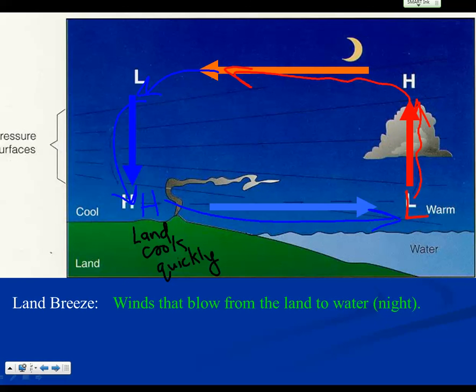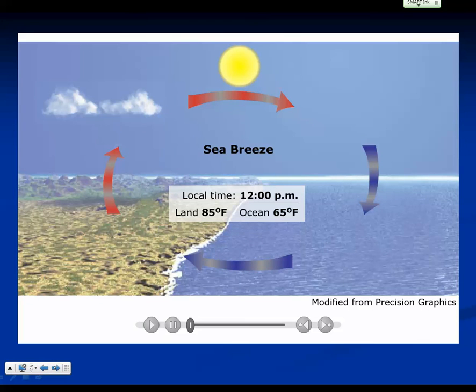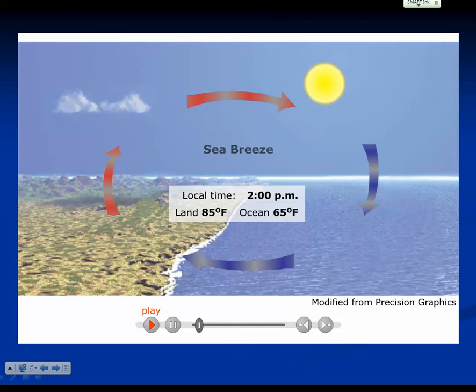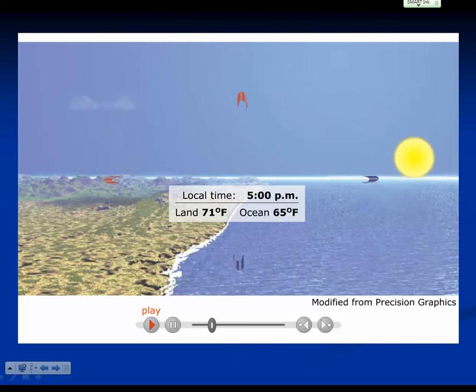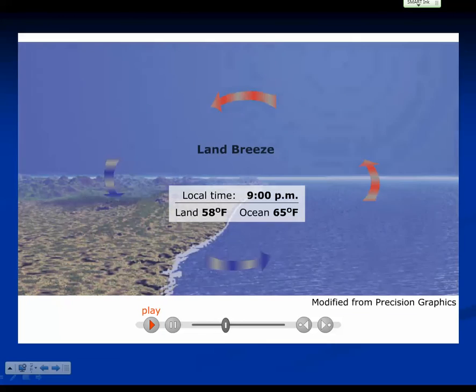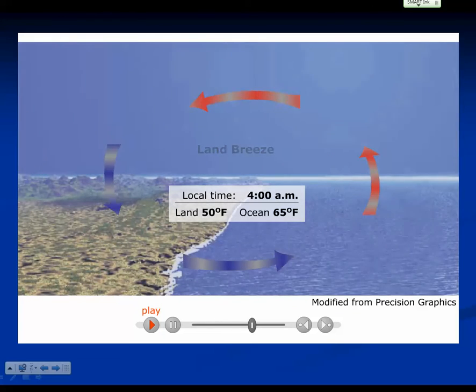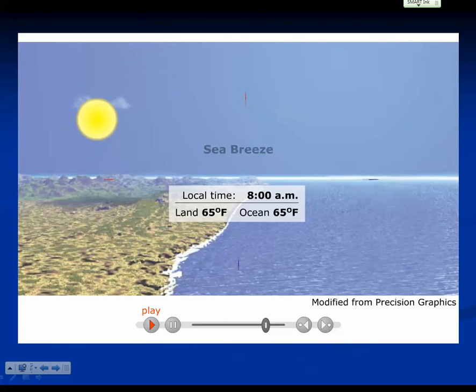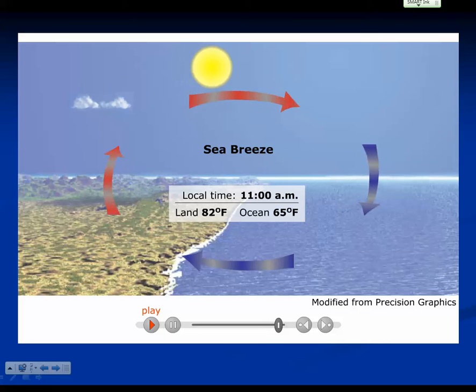And once again, the large arrows. And let's see if this is going to work. All right, so here we see the sun's going to set. The land's going to cool faster. Air sinks over the land, creating high pressure, and we get a land breeze. Sun comes up, land warms faster, air rises over the land, and air sinks over the ocean where it's relatively higher pressure. Play one more time.